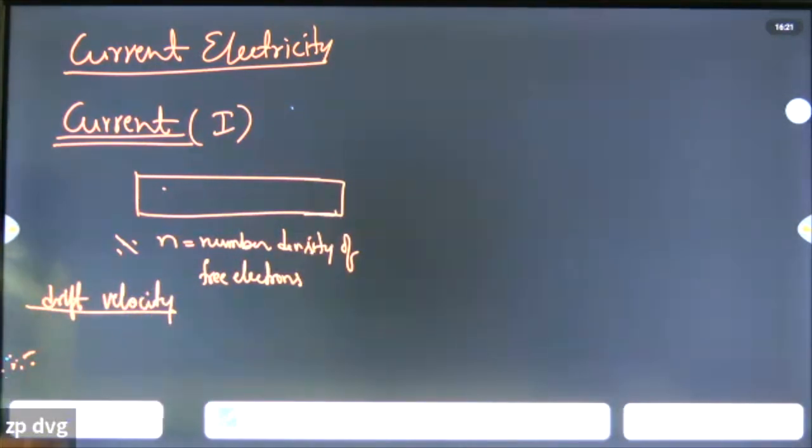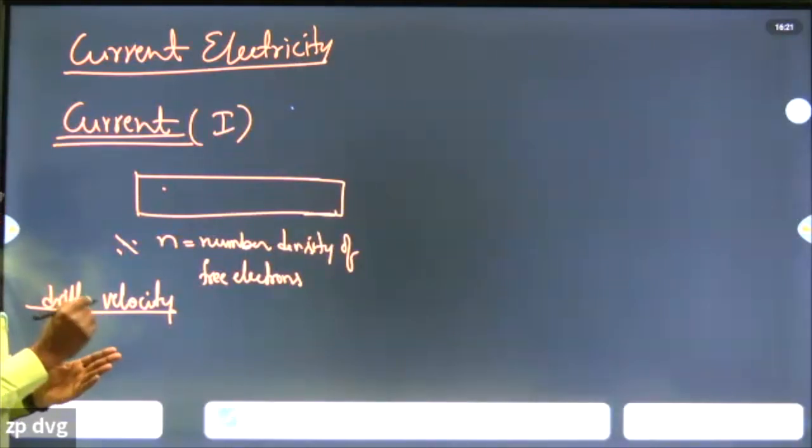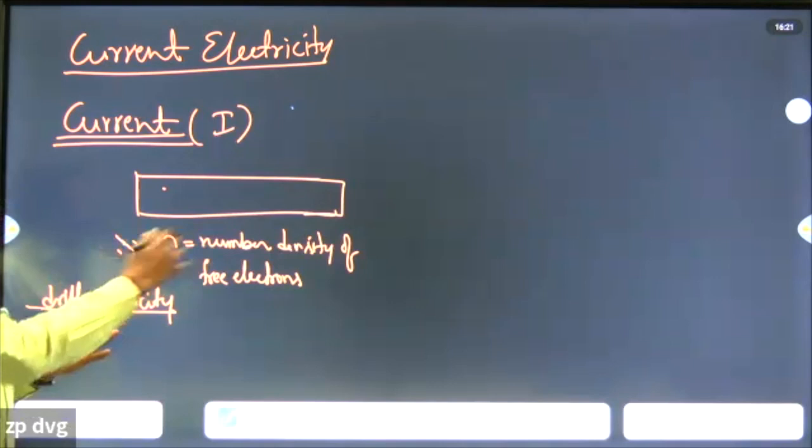Okay, you already studied the definition of drift velocity. Let me quickly recap. Drift velocity is the average velocity with which electrons are drifting through the conductor.